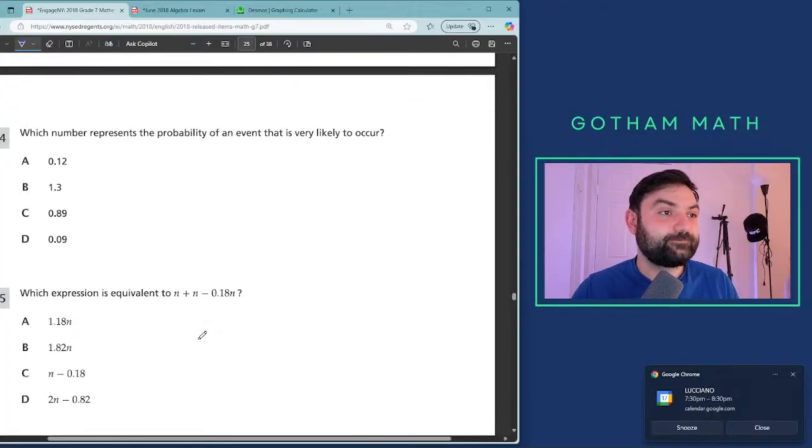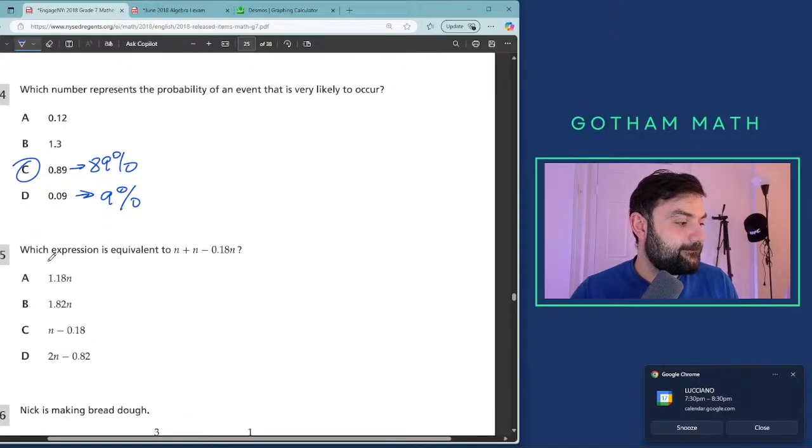All right. Which number represents the probability of an event that is very likely to occur? You made a mistake here. Very likely to occur. But like 0.9, right? No, 0.09 is 9%. Oh, I thought most likely. I thought least likely. No, most likely. I didn't read it properly. Okay. So most likely will be, obviously, well, it can be 130% of happening. So 89% is very likely. All right. Moving on.